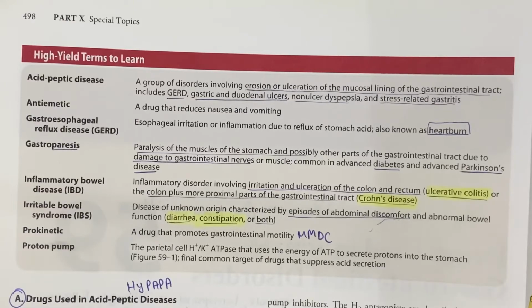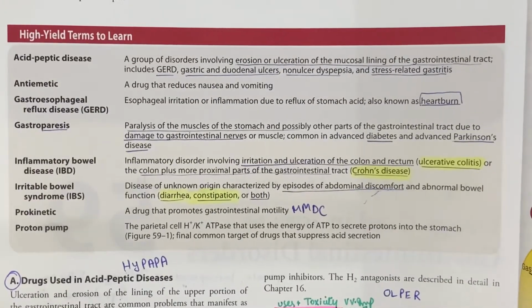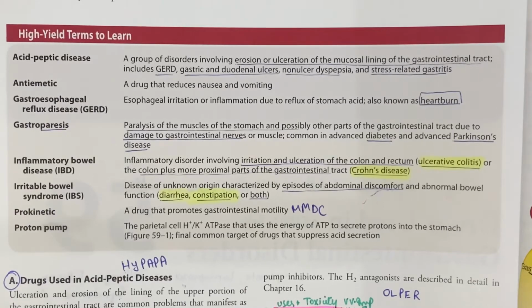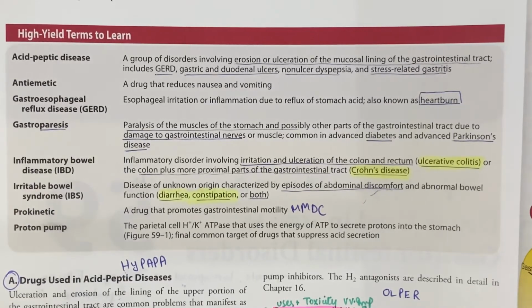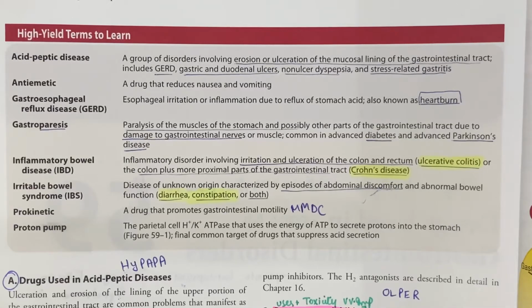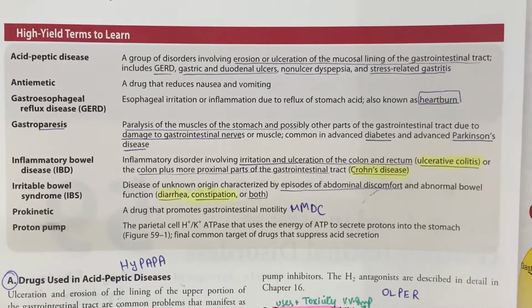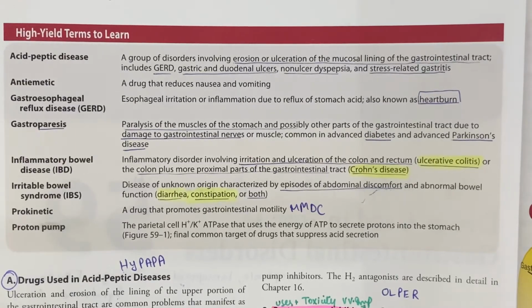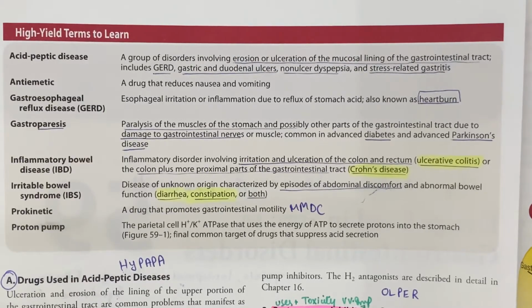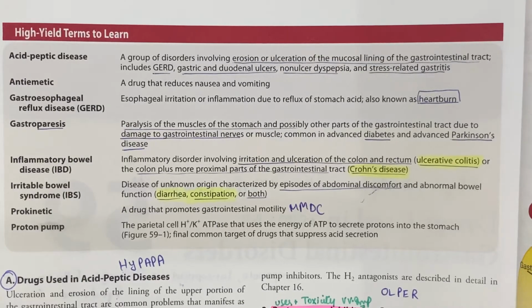Inflammatory bowel disease includes the inflammatory disorders involving the irritation and ulceration of the colon and the rectum. If the colon and the rectum are involved, that is known as ulcerative colitis. If the colon and the proximal part of the GIT, whether it is your oral mucosa or small intestine, are involved, then it is called Crohn's disease.